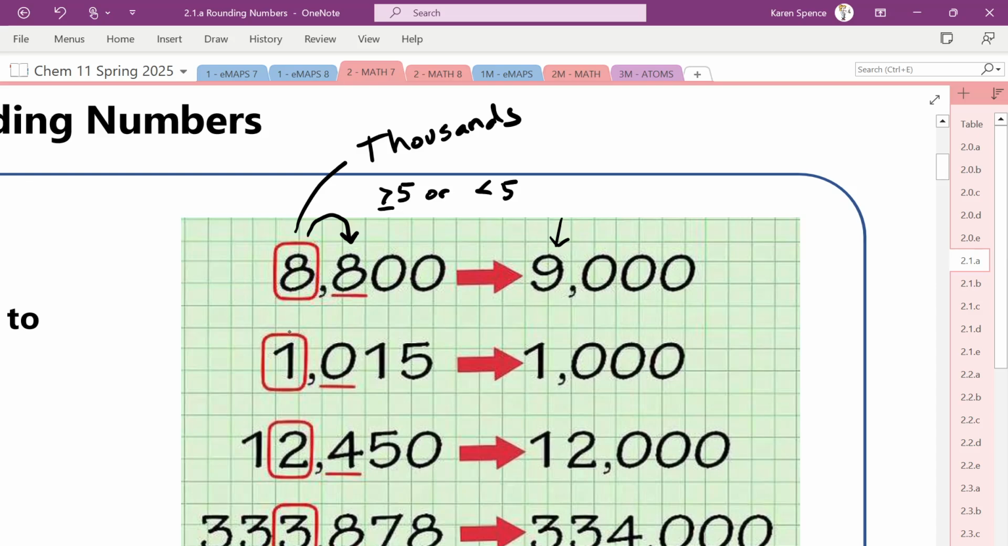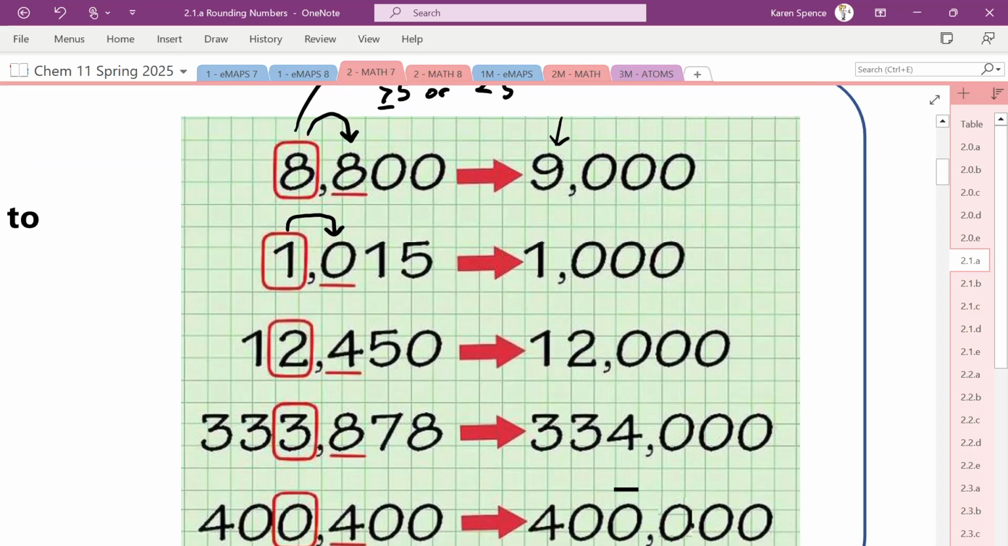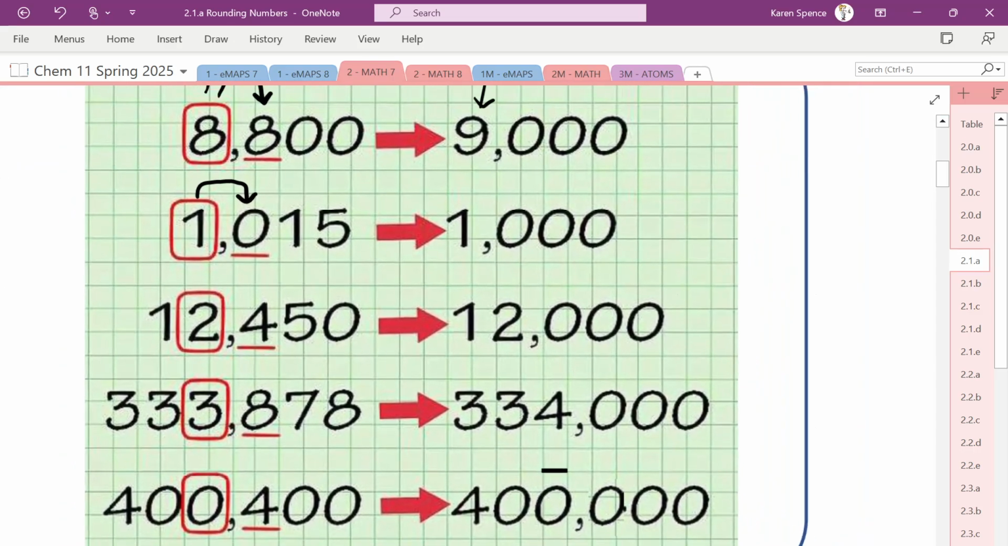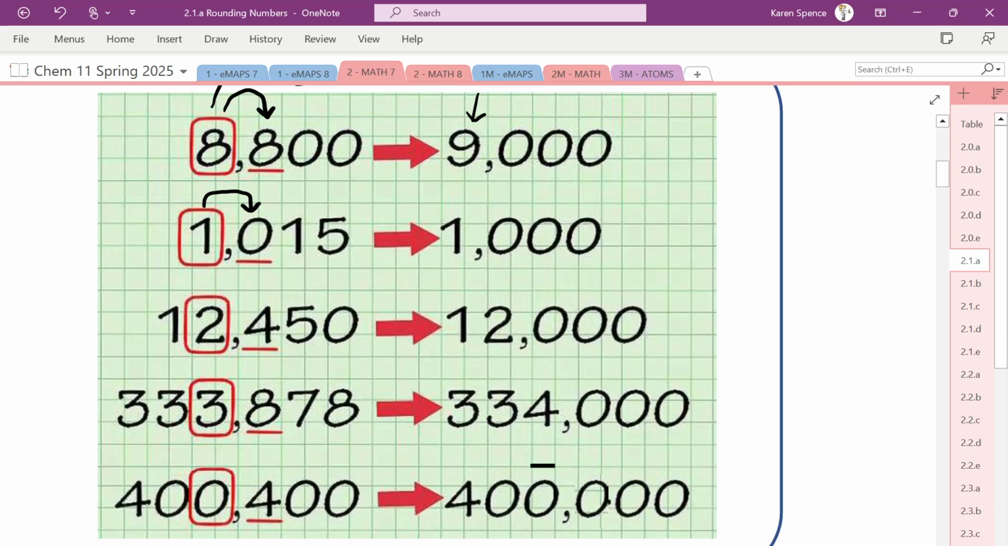Here we have a 1. Let's round to the thousands position. We look to the right. That is less than 5, so you can say you keep it the same, or you can say you round down, so it's 1,000.